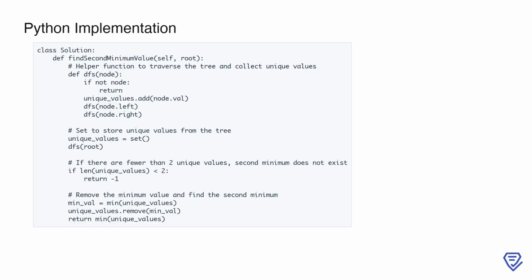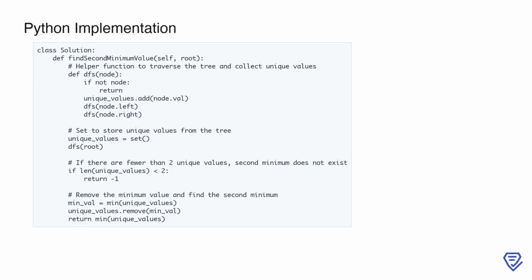The function begins by defining a helper function DFS, depth first search, that traverses the binary tree recursively. This helper function takes a node as input and adds its value to a set called unique_values. The recursive traversal ensures that all nodes in the tree are visited, and the unique_values set captures all distinct values.